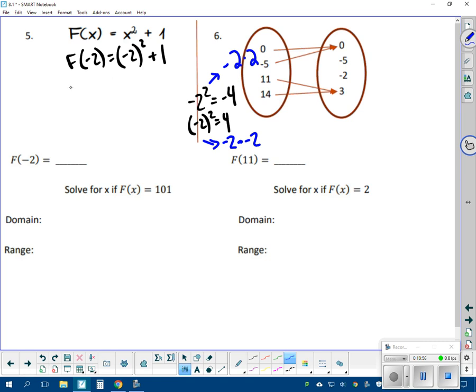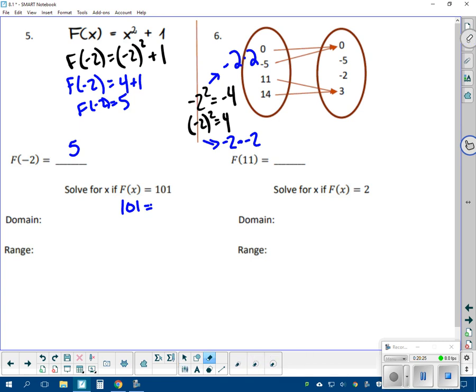So we've got f of negative 2 equals 4 plus 1. So f of negative 2 must equal 5. Input negative 2, output 5. This time they've given us an output of 101. We want to know what did we plug in to get 101. So f of x equals 101. I'm going to put 101 in the f of x spot.